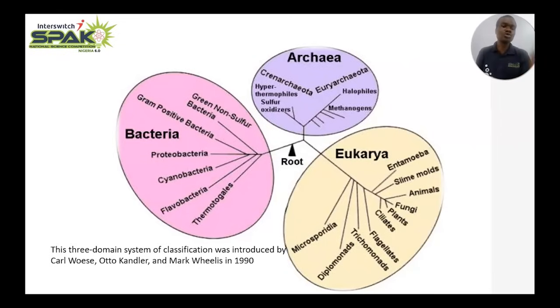But when we move on to the three domain system of classification that was introduced by Carl Woese and his group, Otto Kandler and Mark Wheelis, in 1990, they grouped living things into three domains: the domain Bacteria, the domain Archaea, and the domain Eukarya. The domain Bacteria consists of all the known bacteria. You have to talk about eubacteria, gram-positive bacteria, gram-negative bacteria, green non-sulfur bacteria, proteobacteria, cyanobacteria, etc.